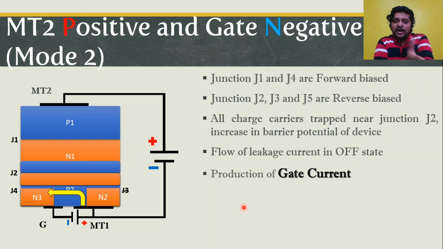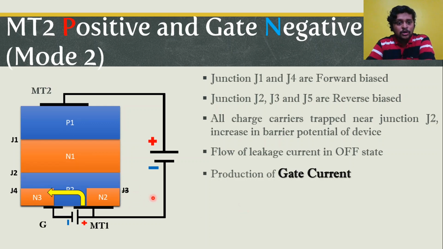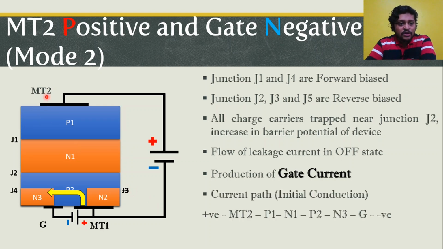But even if the avalanche breakdown of junction J2 takes place, J3 is still in reverse bias condition. Because of that, a current will be established with a path of MT2 to gate: positive MT2, P1, N1, P2, N3, gate and negative, through which it will be grounded. But as junction J3 is reverse biased, there is no current established from MT2 to MT1. So we can't say the device yet goes in complete on condition.